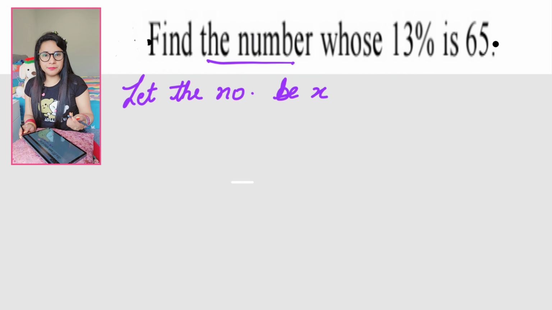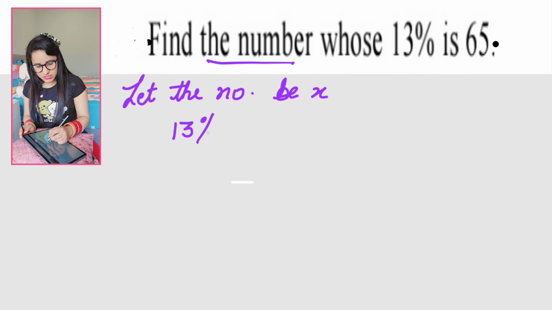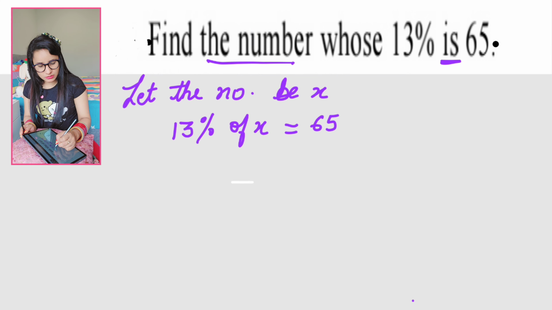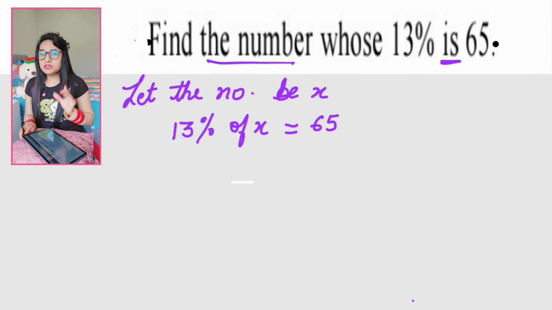Now, whose 13%? Whose 13% means 13% of the number. And what is the number? It is x. So we will write down 13% of x. Now what is the meaning of "is" here? Is means equal to. What is it equal to? It is equal to 65. So this is the equation. Find the number whose 13% is 65. So 13% of x is equal to 65.